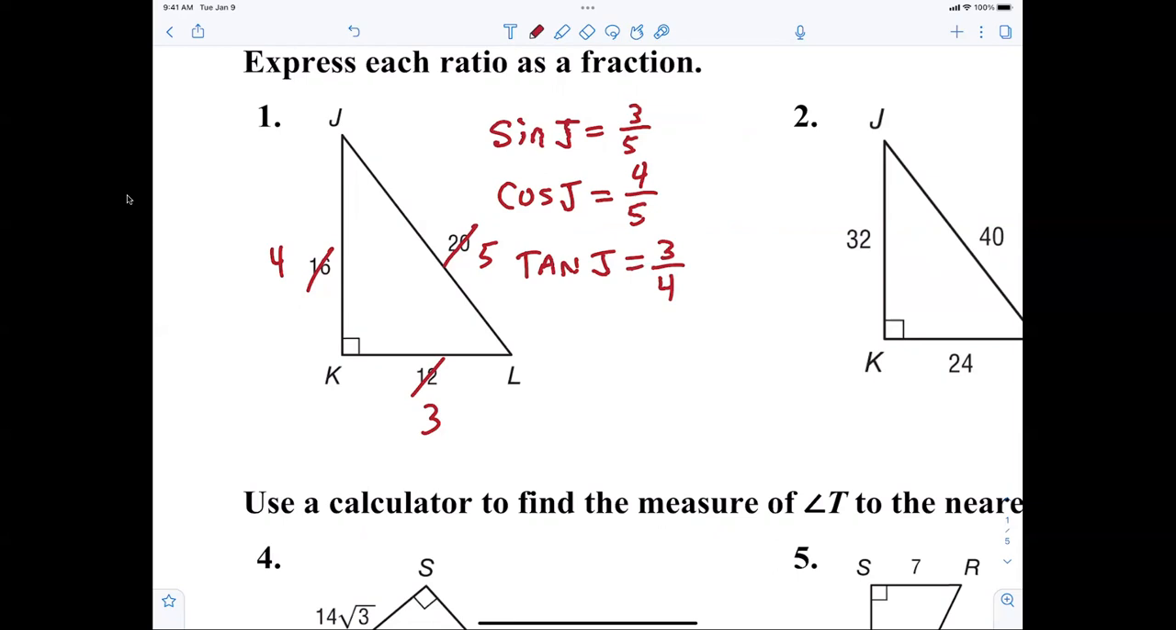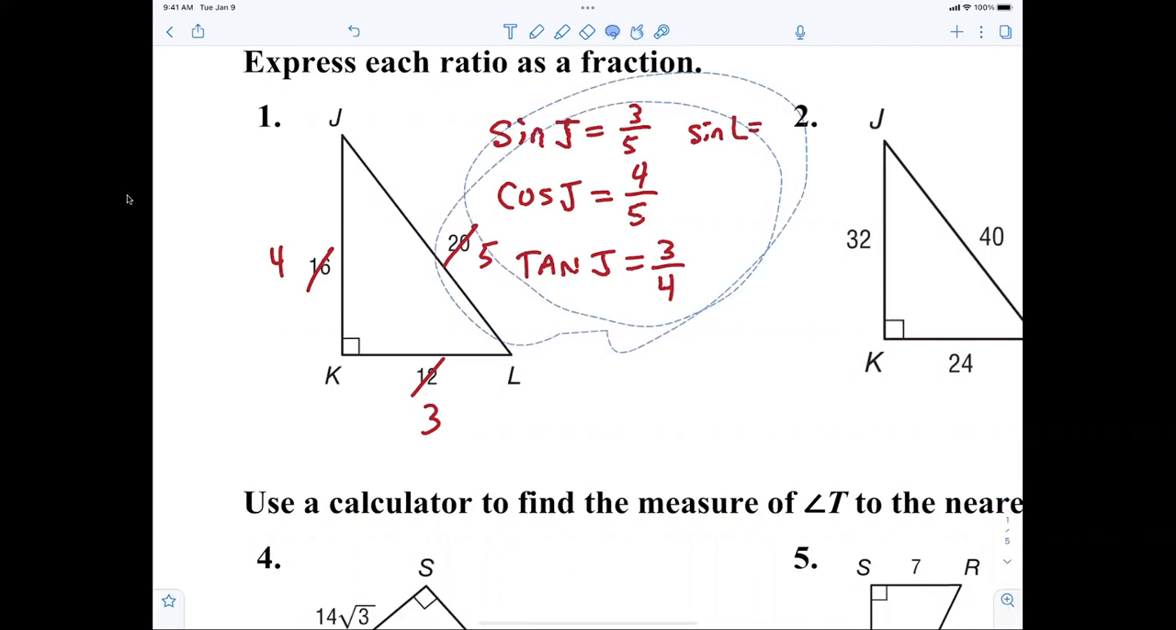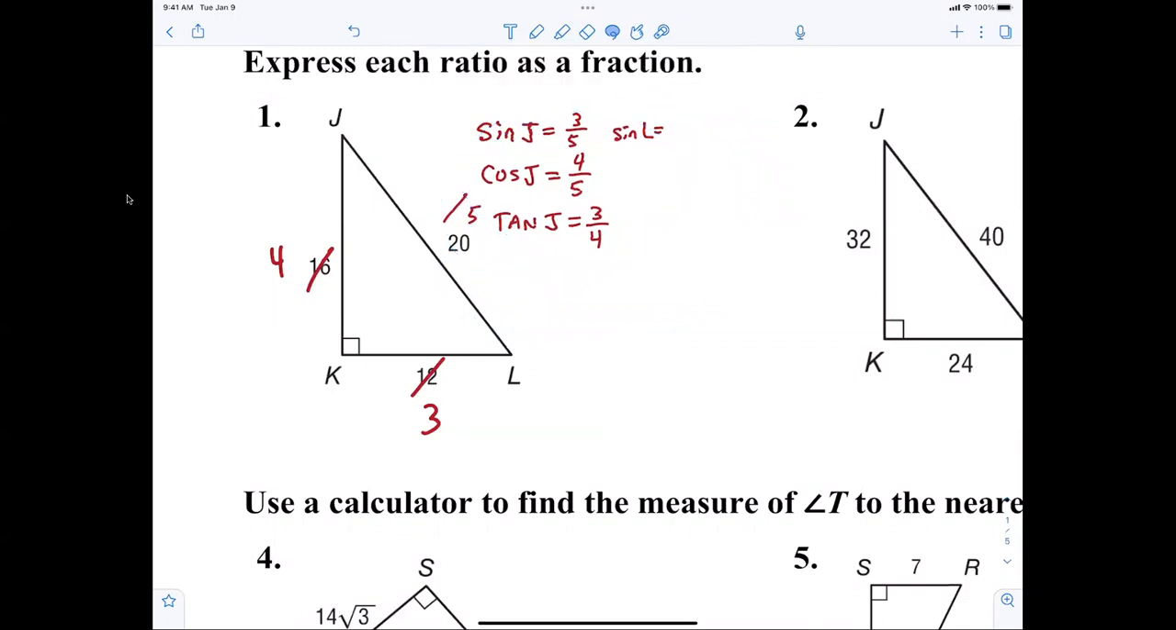Now, can I ever do the sine of K? No, because the opposite is the same as the what? Hypotenuse. Is everybody with me on that? So I'll never ask you for the sine of the right angle. Now we're going to do the sine of L. What does the sine of L equal? 4 over 5. What's cosine of L? 3 over 5. And what's the tangent of L?